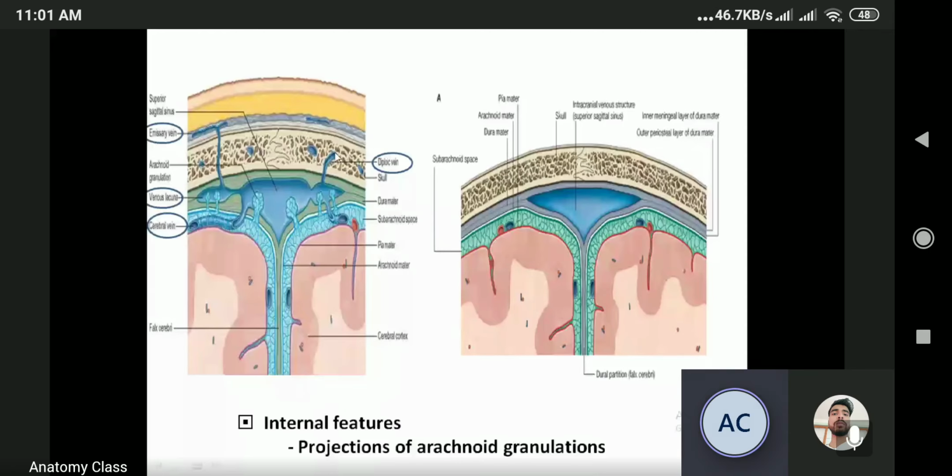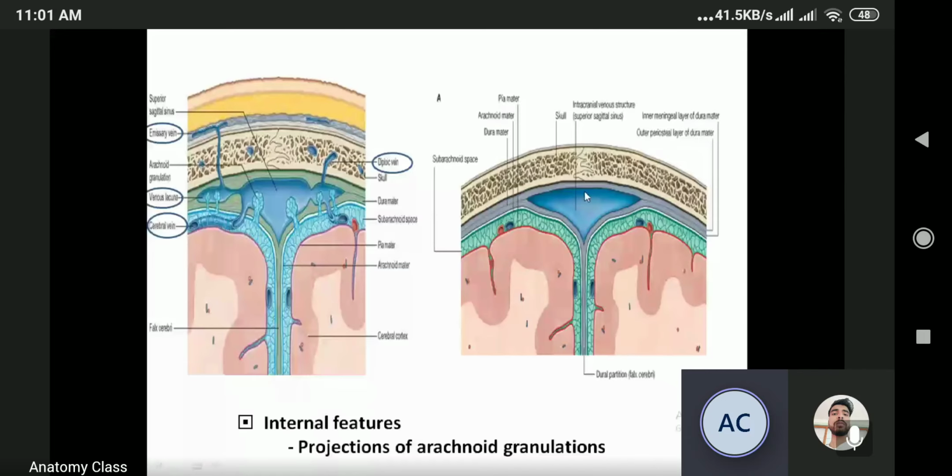Where this arachnoid villi project from the subarachnoid space into the superior sagittal sinus, because the CSF finally drains into the superior sagittal sinus through these arachnoid granulations. So remember about this arachnoid granulation, which is also projecting into the superior sagittal sinus.